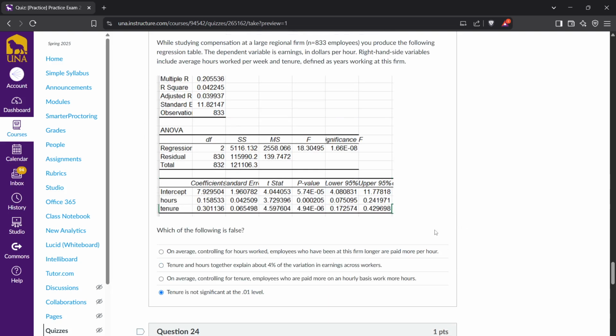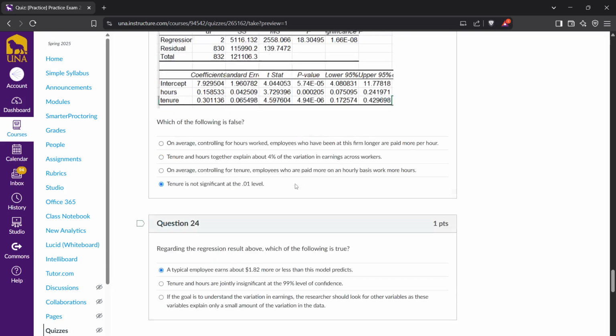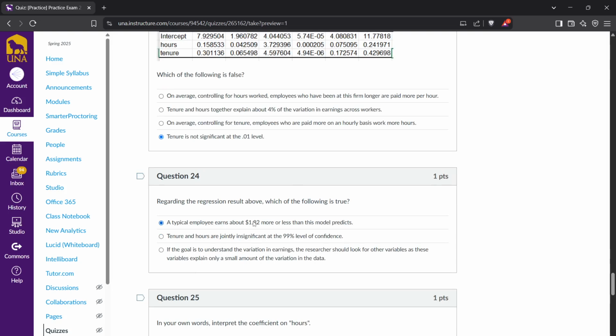A typical employee, look at the standard error of regression. It's $11.82. So this is something like the average error term is $11.82. So a typical employee's earnings in dollars per hour, their wage, is $11.82 above or below this model. So that 182 looks like a typo, right?